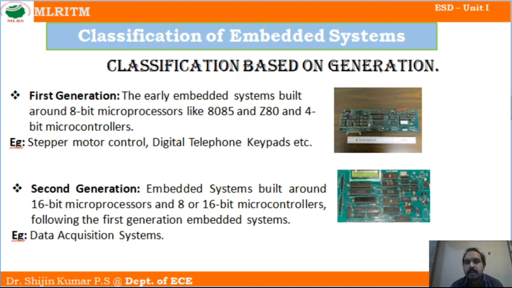So an example for this 8-bit microcontroller is what? 8051. 8051 is an example for 8-bit microcontroller, and for 16-bit microprocessor, it is 8086 processor. So that will come under the second generation. Some examples are data acquisition systems, like fax machine, scanner. So these are the things we developed in the second generation.